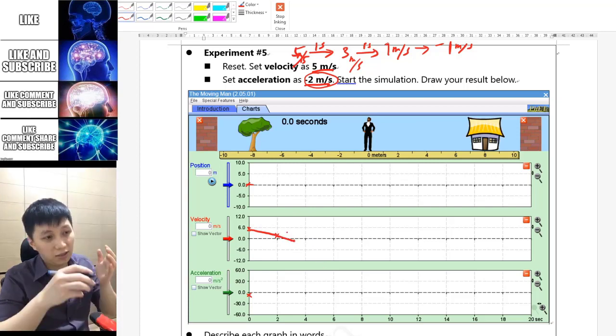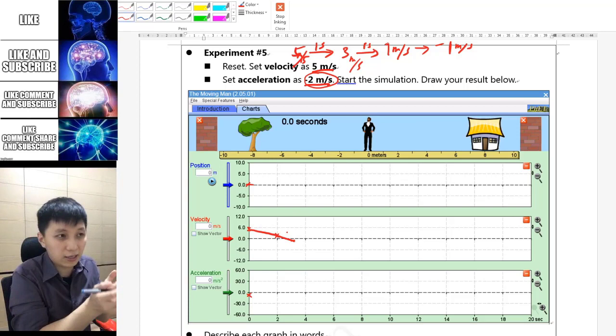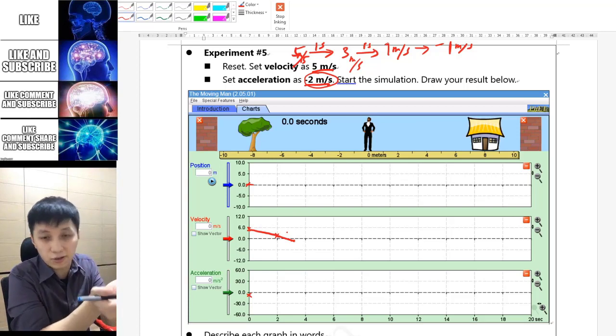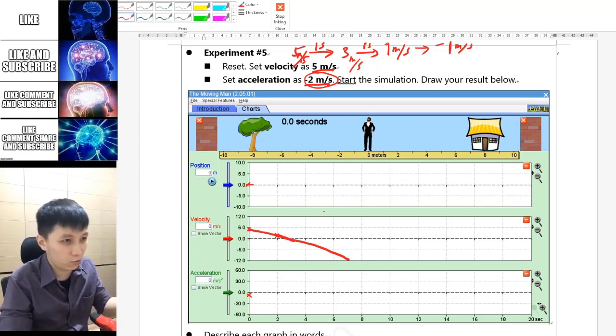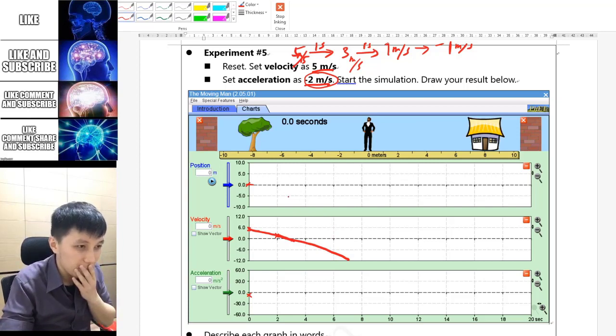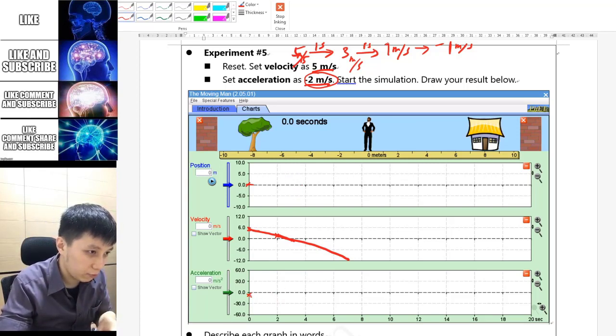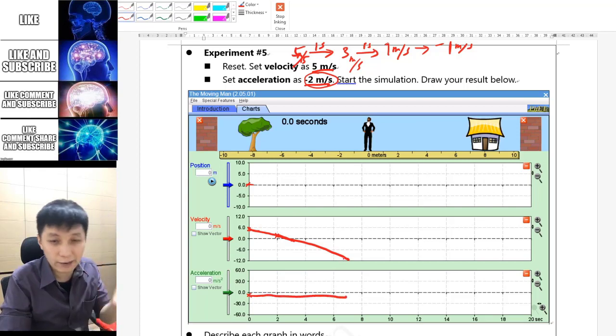And in fact, this slope should be maintaining constant because acceleration is -2, right? And so the slope should just be -2 all the time until I don't know when it hits the wall. Yeah, I really don't know. And so for the acceleration, it would just be -2 always. I think that's something you will be able to guess.